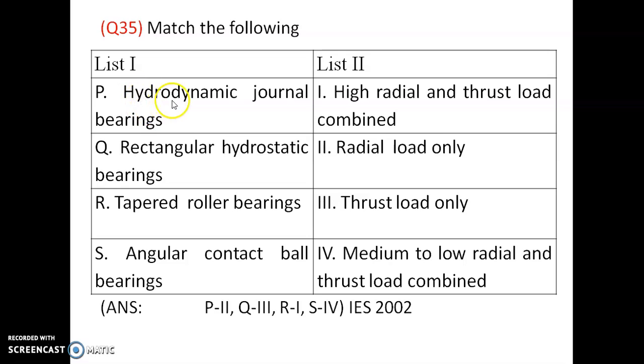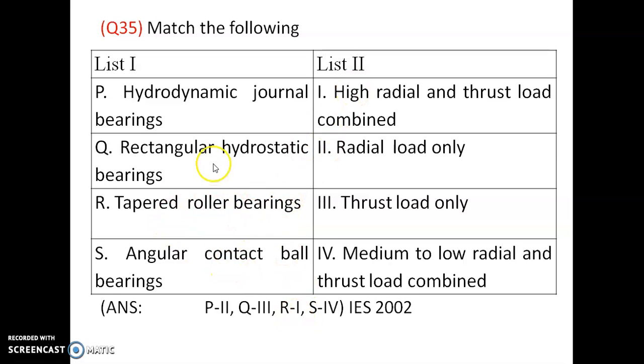Then the next matching question: hydrodynamic journal bearings can carry heavy loads. Tapered roller bearing, option R, can carry both radial and thrust load combined. Radial and axial load, where axial load is thrust load. It can carry radial load as well as axial load. So option R is 1.